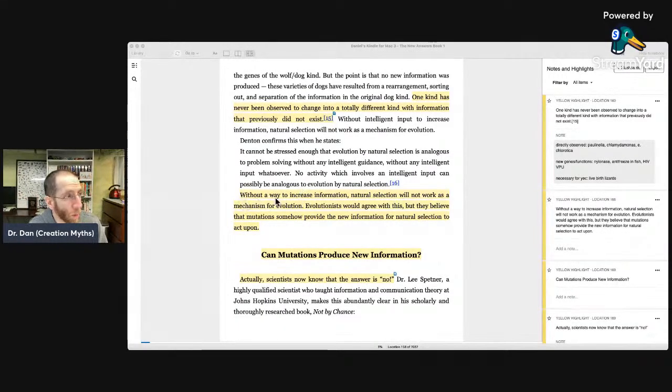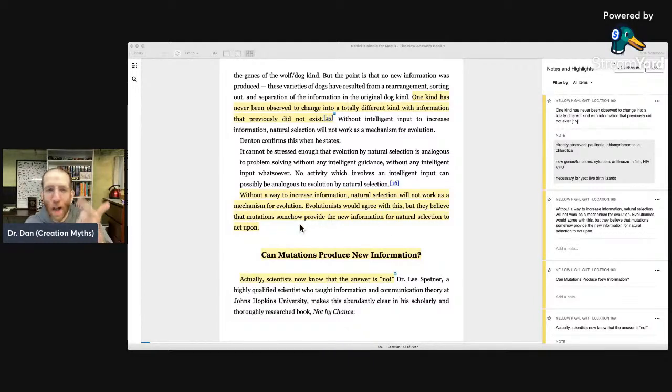So they go on to say, without a way to increase information, natural selection will not work as a mechanism for evolution. Evolution would agree with this. Yes, we do agree with that. Natural selection doesn't do everything. There's other stuff in there. But they believe that mutations somehow provide the new information for natural selection to act upon.